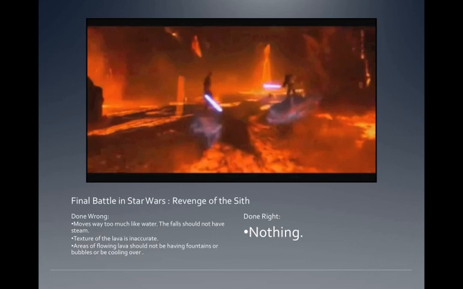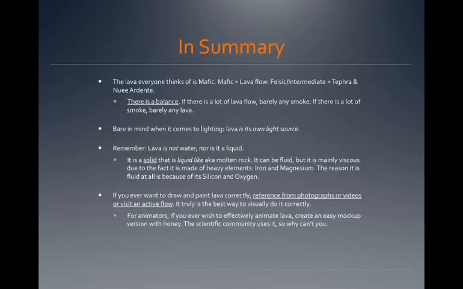And they should not be alive. This planet is uninhabitable. It's like an Earth's core. In summary, the lava that everyone thinks of is mafic. Mafic is the one that produces actual lava flows. Felsic and intermediate produce tephra and nuée ardente.